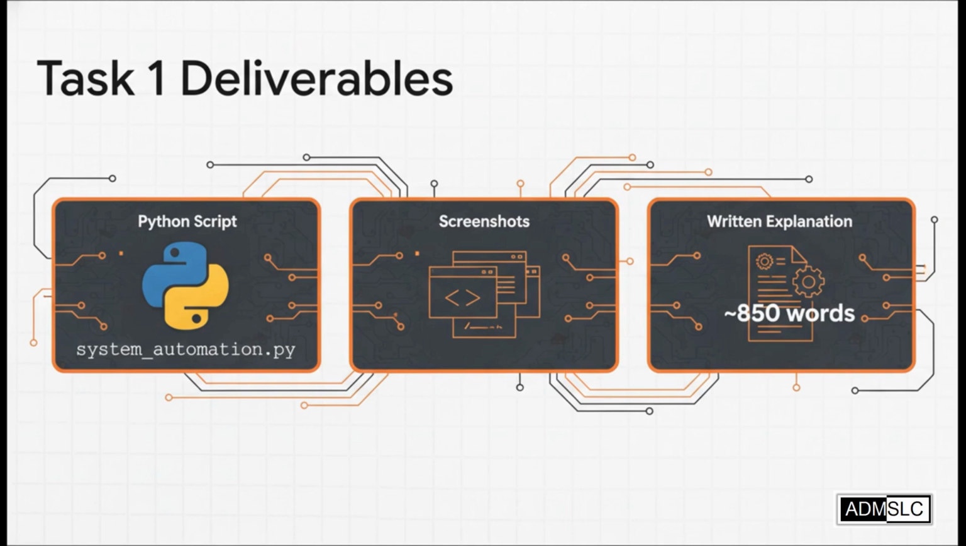First, obviously, the systemautomation.py file itself. Second, you need to provide the proof that it works. That means screenshots showing the console output, the contents of your maintenancelog.txt, and a shot of the System Maintenance folder that you created. And third, a written explanation, around 850 words, where you walk us through your code and reflect on the process. It's the code, the proof, and the explanation.